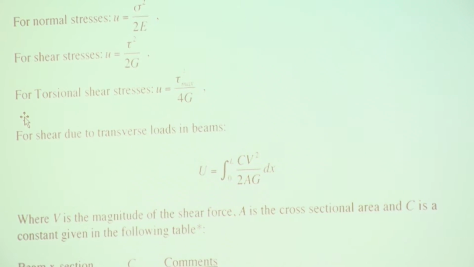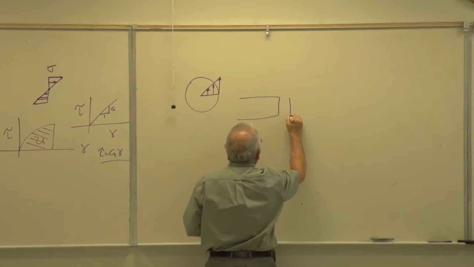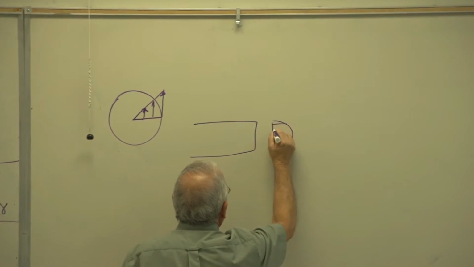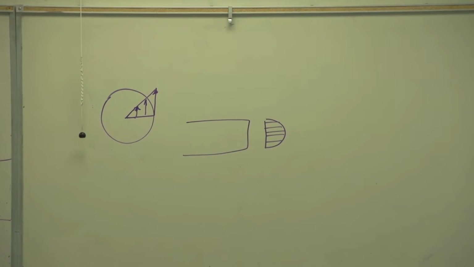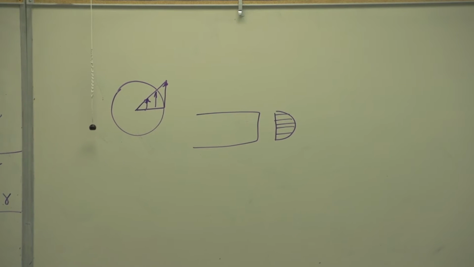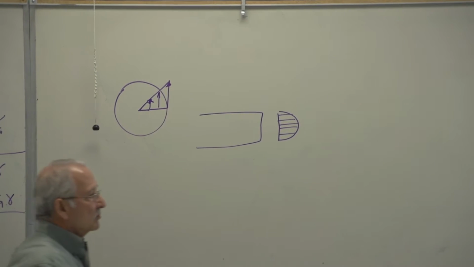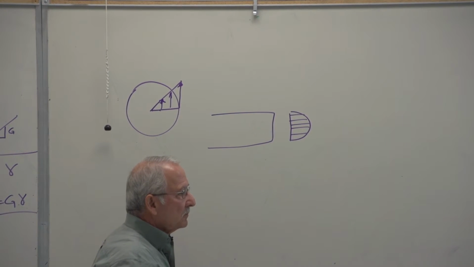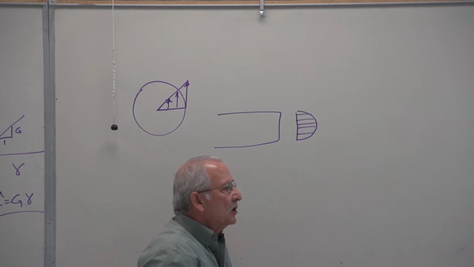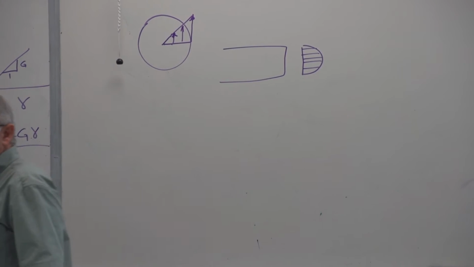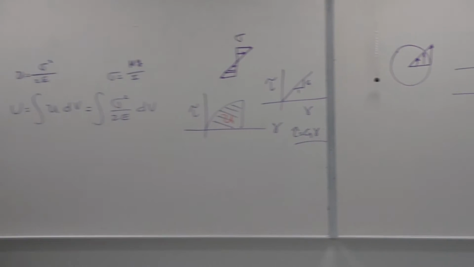The transverse shear stress in beams varies like that. It's maximum at the neutral surface, and it's zero at the outer surfaces. Therefore, we have to use the integral. That's not a constant. This constant C is related to the shape of the cross section, and it's given for some common cross sections in the table below.